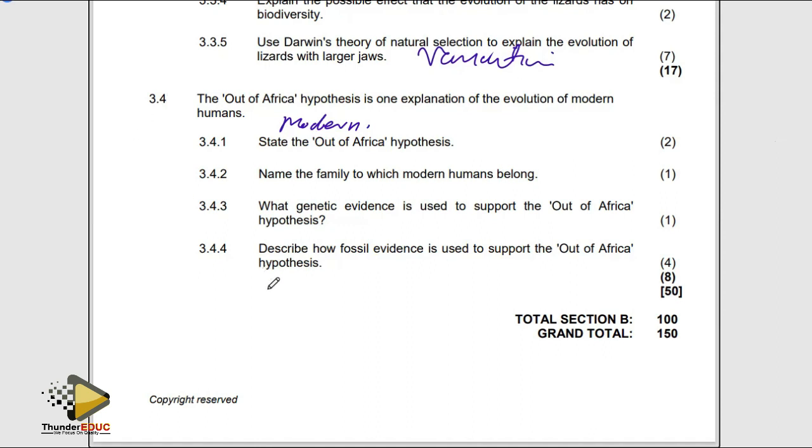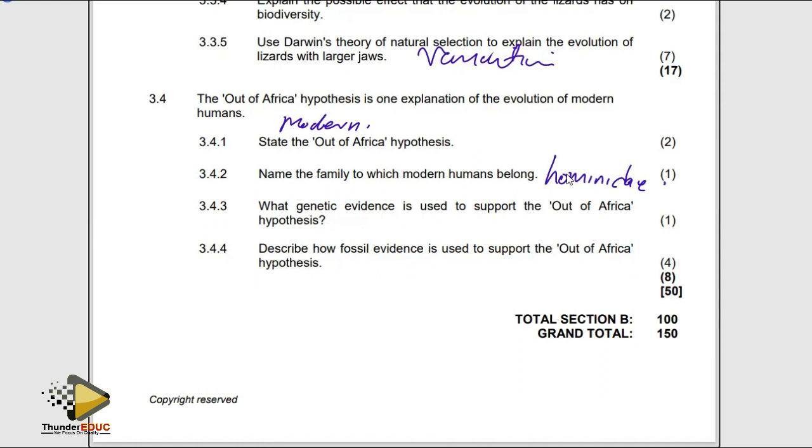All right. They're saying: name the family to which modern humans belong. They belong to a family called Hominidae. Yes, that's the family to which they belong.